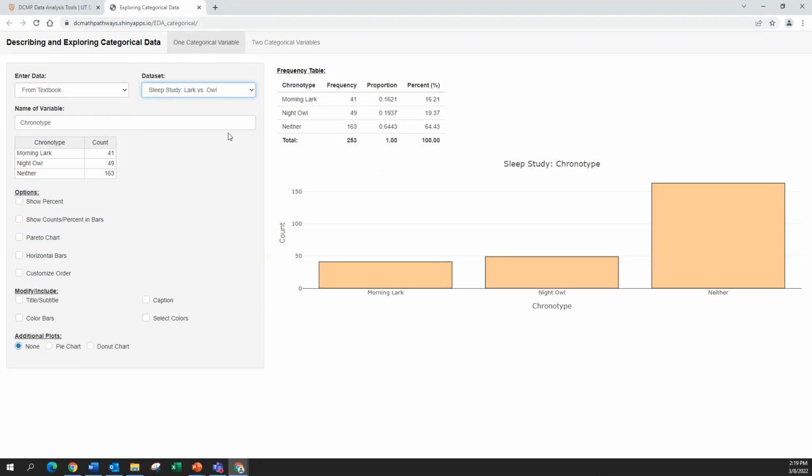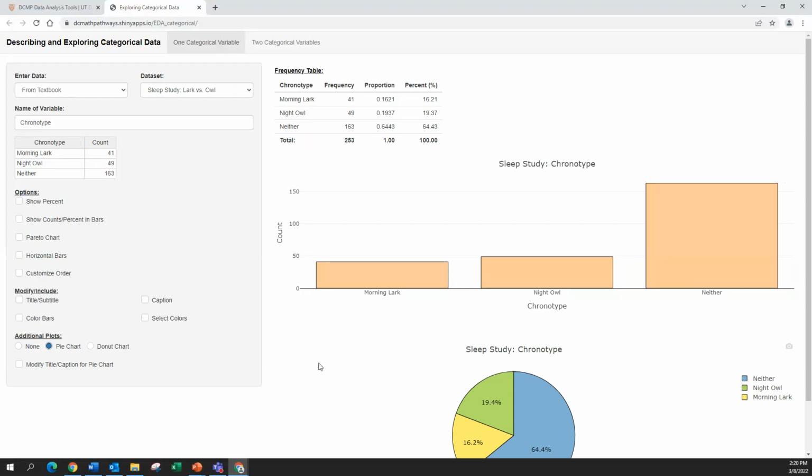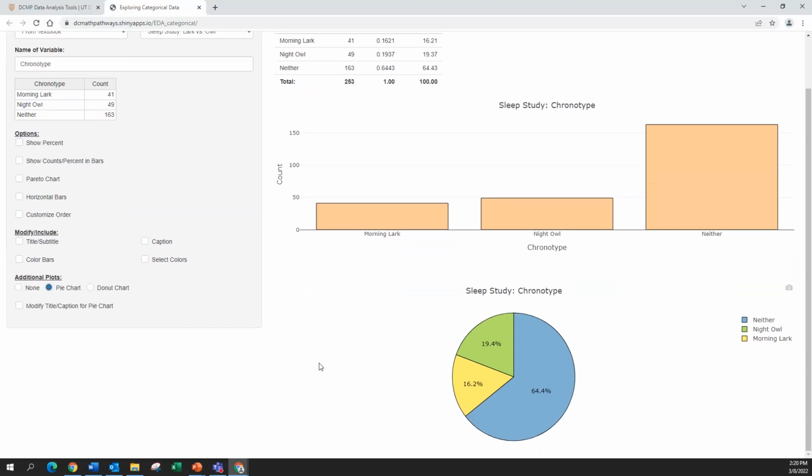And so it loads the data set, and then over here it gives me a summary chart. So you can see this is kind of like the distribution table, but because it's categorical, instead of classes, it has categories. So they're either a morning lark, a night owl, or neither. And it shows me a bar graph automatically, but we were asked for a pie chart. So I have to just come down here under additional plots at the very bottom and pick pie chart. Ta-da, did a pie chart for me.